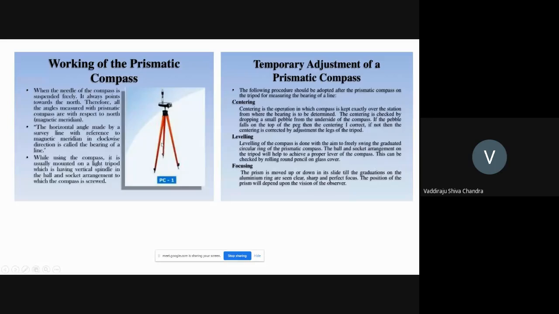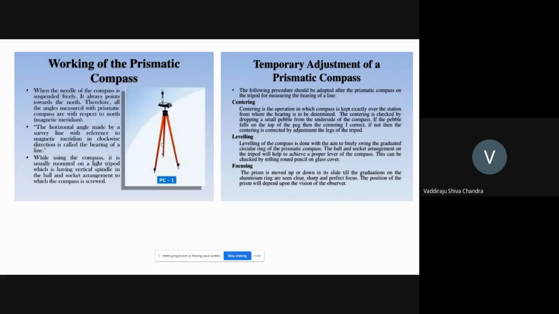You need to fix this tripod at the station from where you want to take the measurements. Then you need to do the centering, leveling, and focusing. I'm first placing the three legs on the ground. On the tripod, I'm fixing the prismatic compass. There will be a small connecting button at the bottom of the prismatic compass. You need to insert that there and rotate it so that it gets fixed. But you need to handle it very gently.